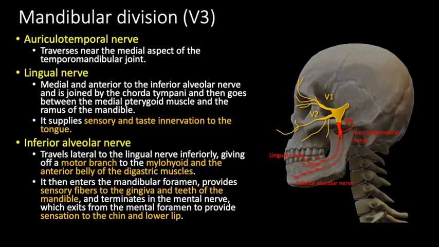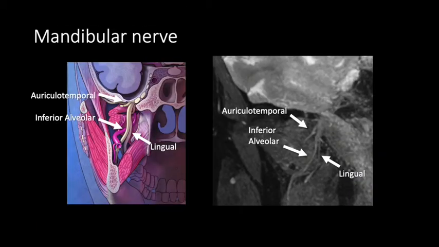So the auriculotemporal is, as it sounds, going to supply the sensation to the TMJ. The lingual nerve, again, like its name implies, is going to be supplying sensation to the tongue. And the inferior alveolar nerve does have a motor branch for the floor of mouth, but then innervates the sensory fibers for the gingiva and teeth of the mandible. So we can actually see each of these individual branches of V3.